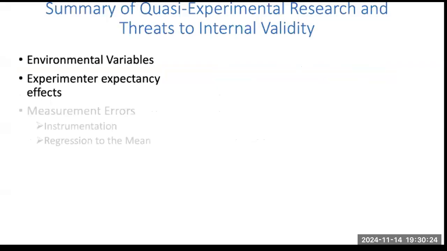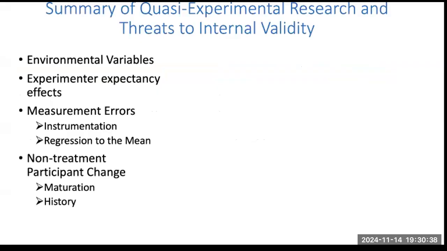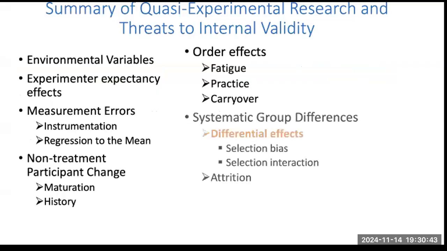Okay, last summary, the threats to internal validity. You have the environmental variables, right? Whether the study is happening day or night, that kind of idea. You have experimenter expectancy effects, where they're interpreting ambiguous situations or responses to support their hypothesis. I talked about the measurement errors already, non-treatment participant change, order effects.